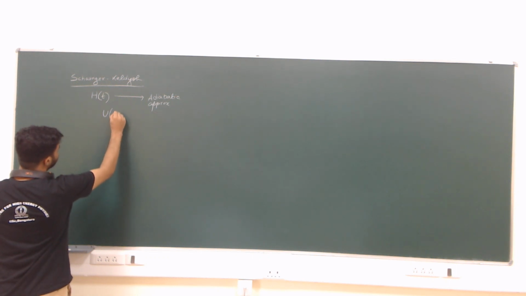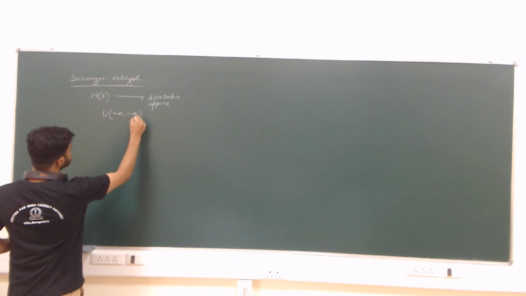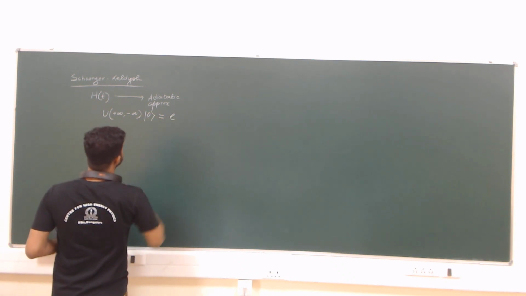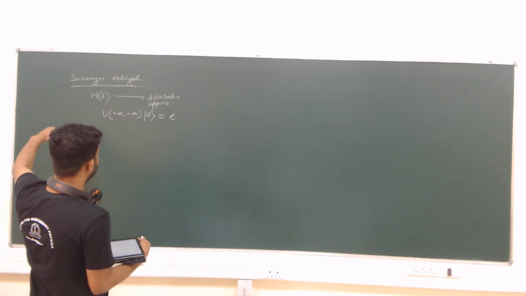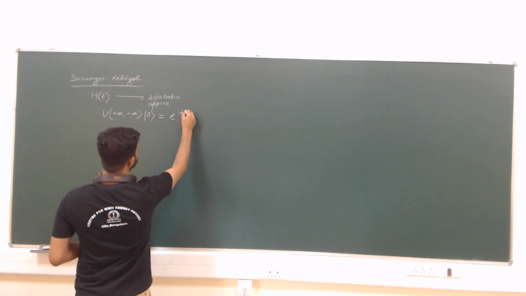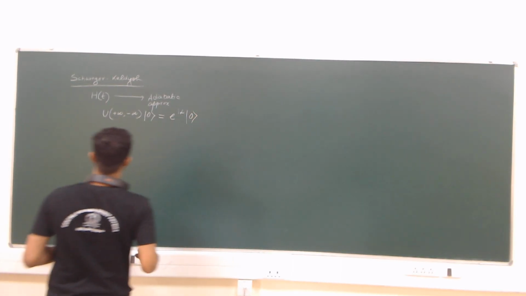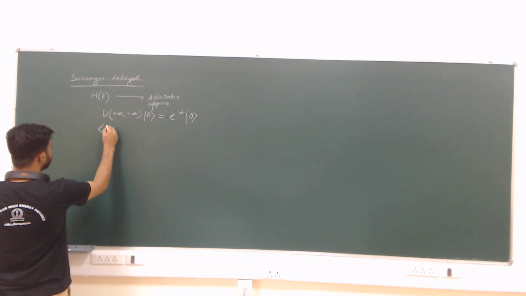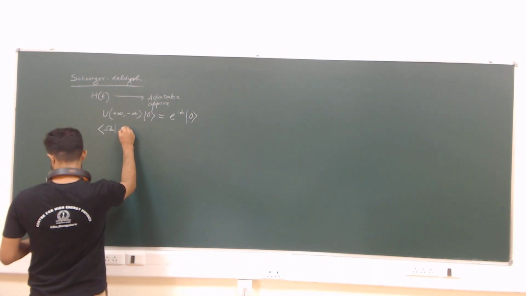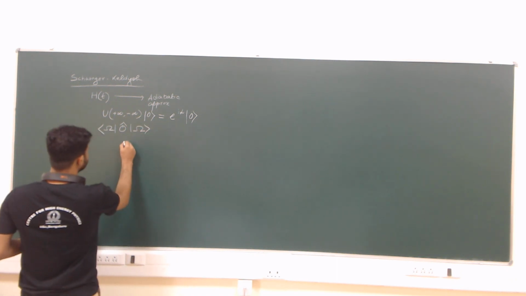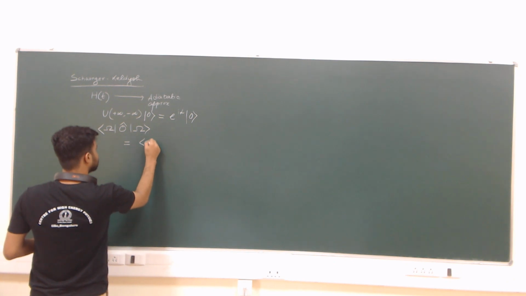U from plus infinity to minus infinity acting on the free theory vacuum, which is also the case at time t going to minus infinity, is basically just a phase multiplied by this. So, in a general setup where, let's say, the vacuum of the interacting theory is omega, then this can be written as this.